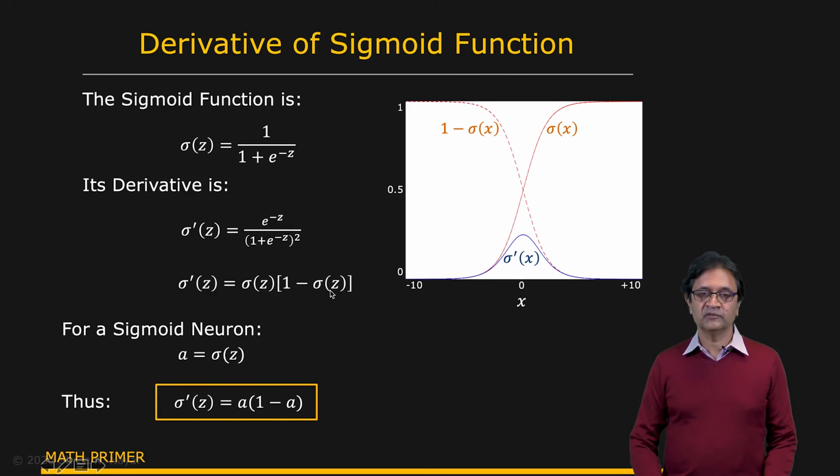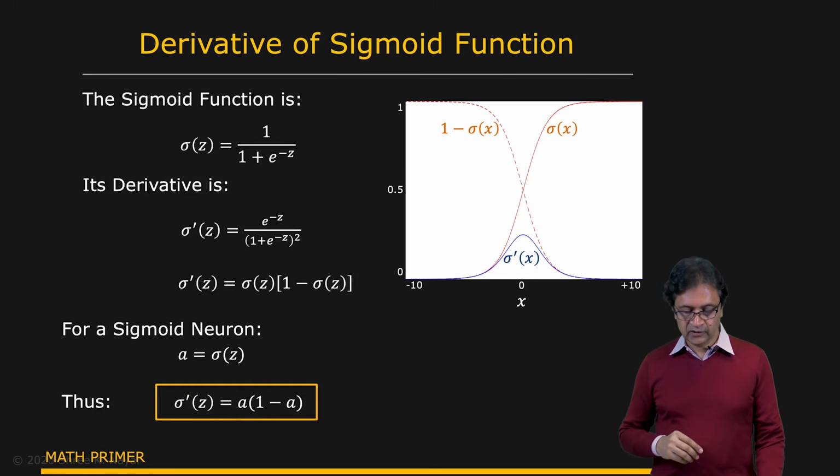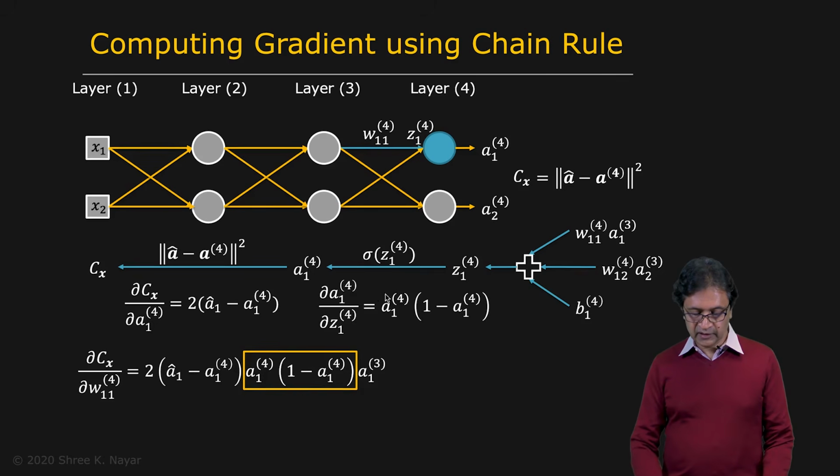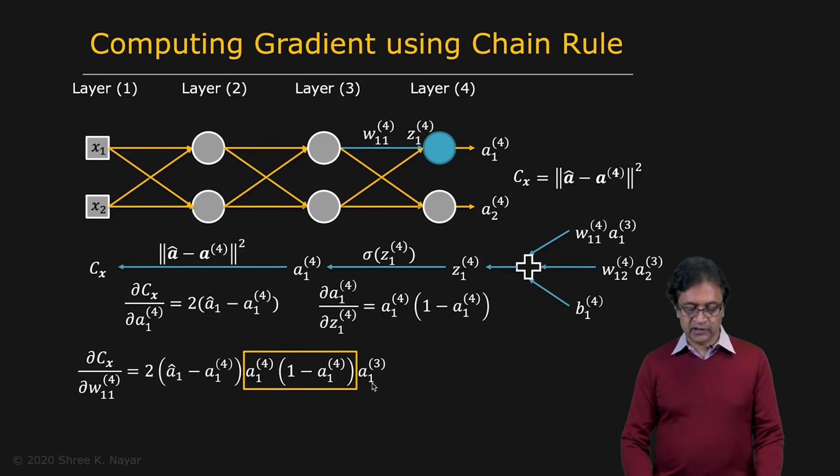And what is the sigmoid of z? That is the activation of that neuron, A. So sigma prime, the derivative of the sigmoid, is A times 1 minus A: the output of that neuron times 1 minus the output. That's very convenient. Now we can replace sigma prime with A14 times 1 minus A14. So take a look at this now.